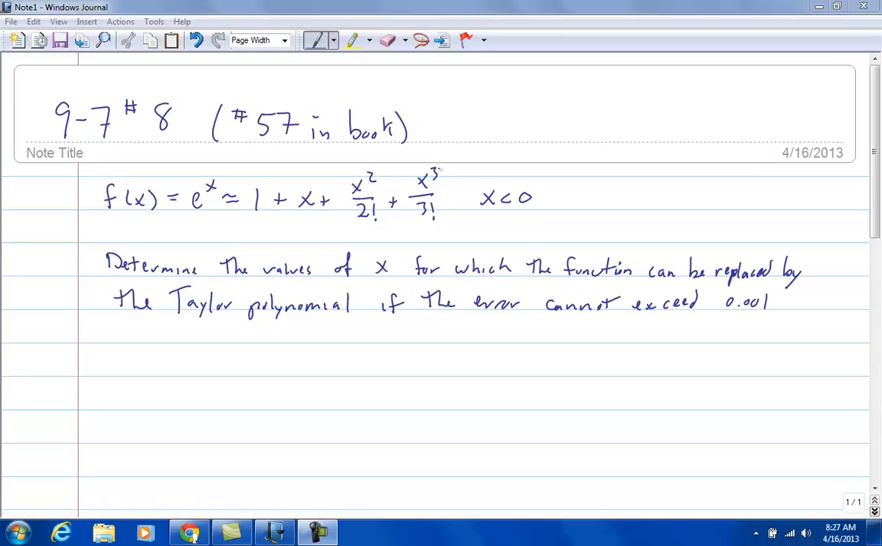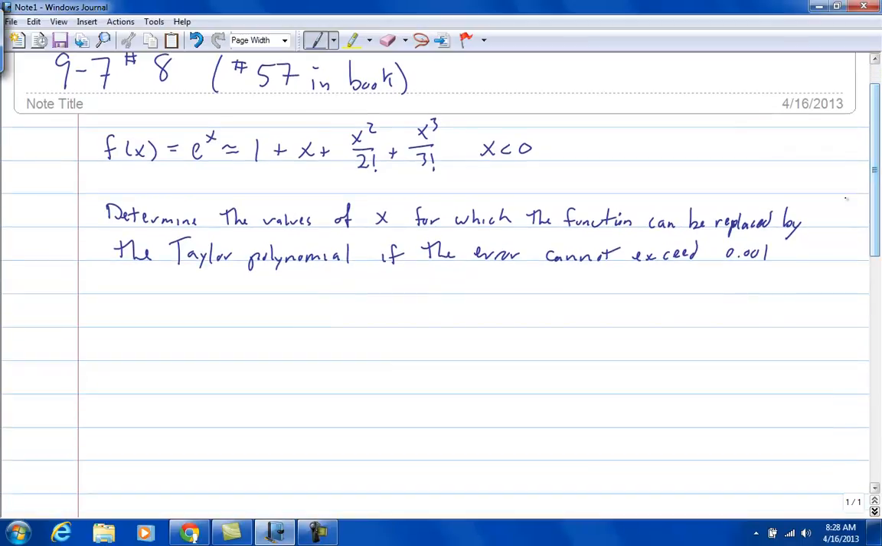determine the values of x for which the function can be replaced by the Taylor polynomial if the error cannot exceed 0.001. And so I have the book here, and the issue is the remainder.